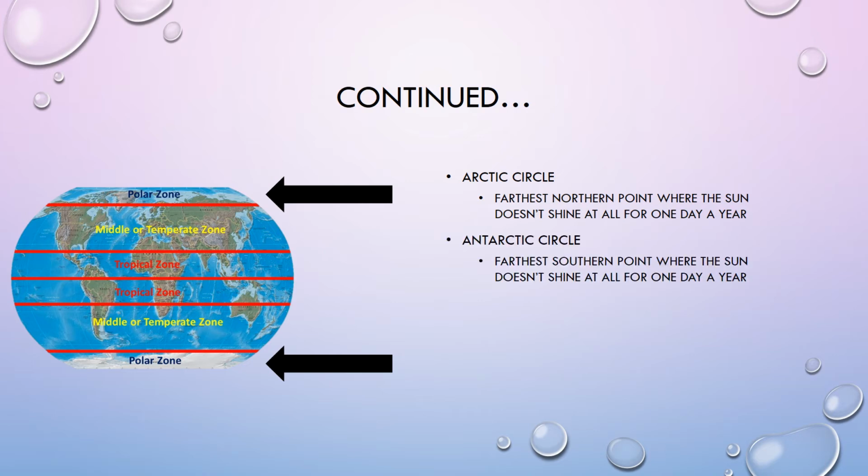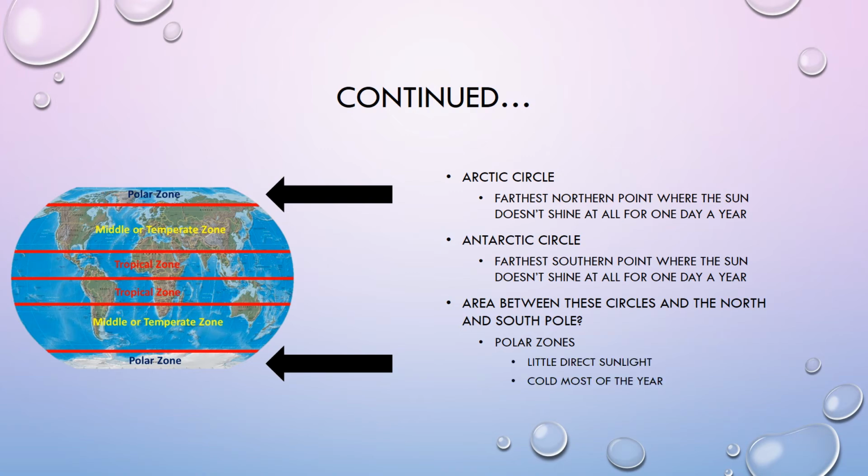There's also the Antarctic Circle, which is the farthest southern point where the sun doesn't shine at all for 1 day a year. And the area between these circles and the North and South Pole, these are called the polar zones. Polar zones receive little direct sunlight, and they're cold most of the year.